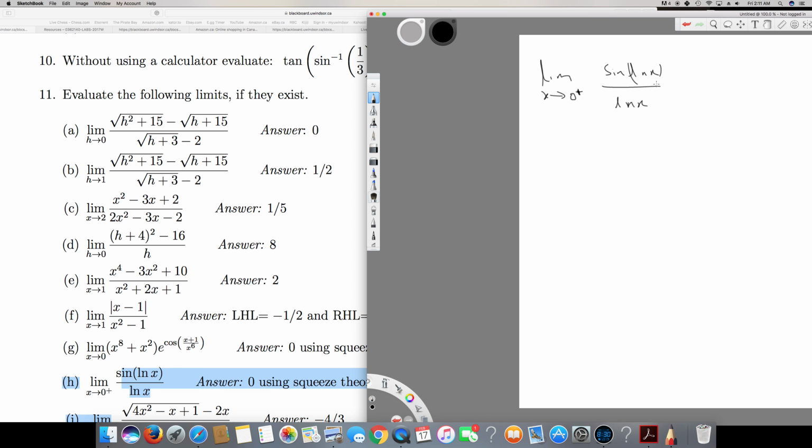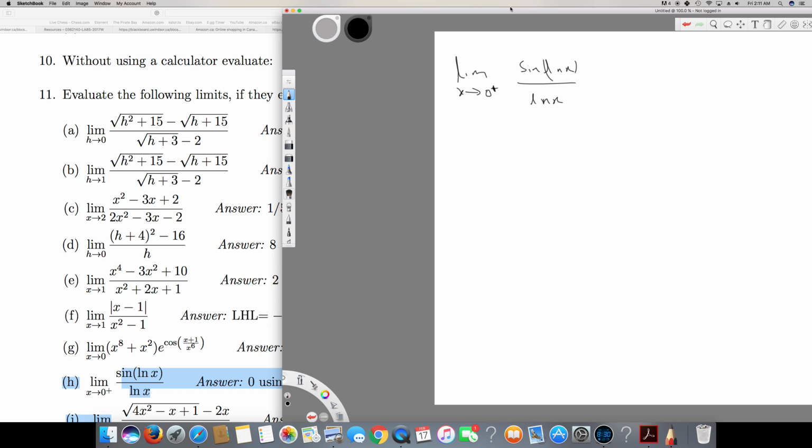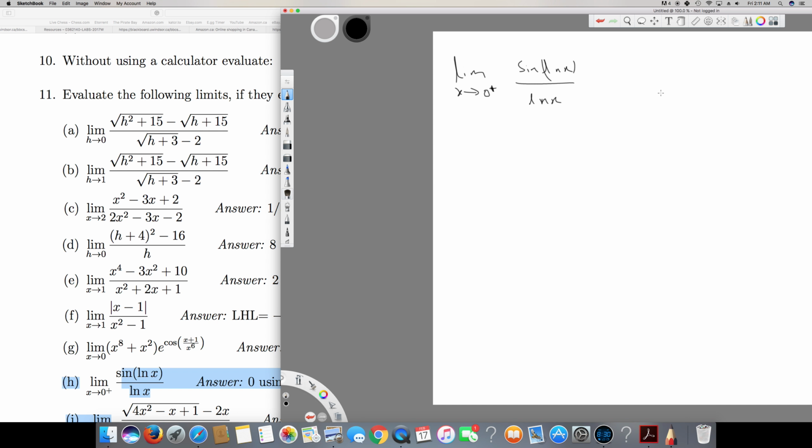So we have to use the squeeze theorem for this one too. Before we use the squeeze theorem, we have to know that when x approaches 0, ln x approaches negative infinity. So we have to note that one point. So when x approaches 0, ln x approaches negative infinity, right? This is what we have to know before we do this question. So let's use the squeeze theorem.